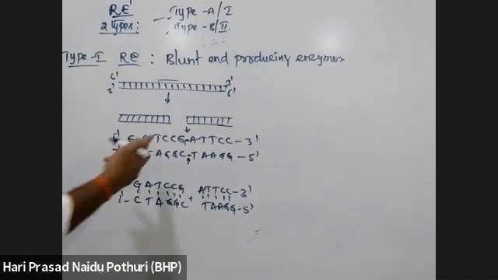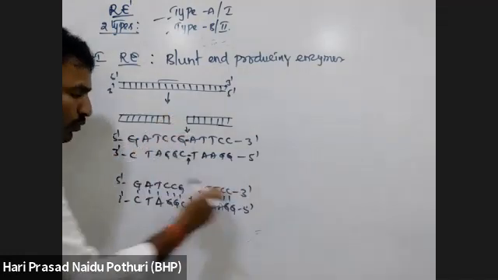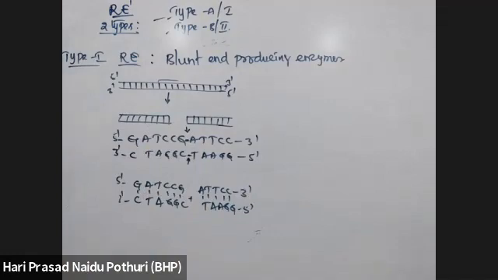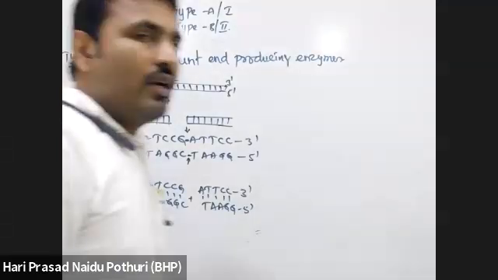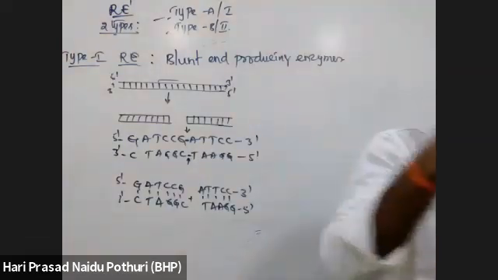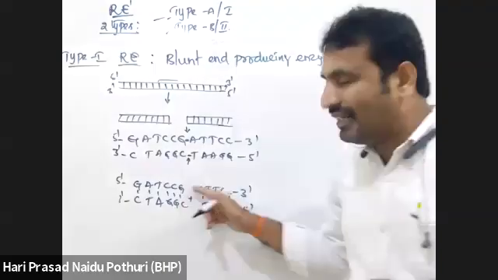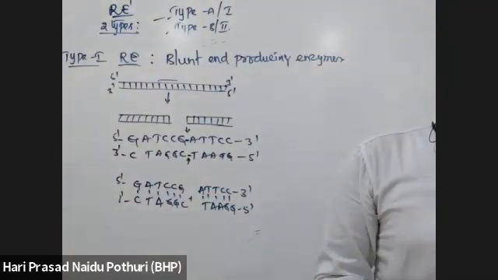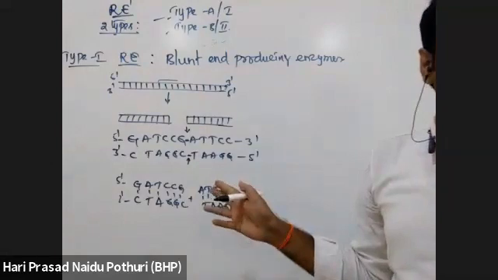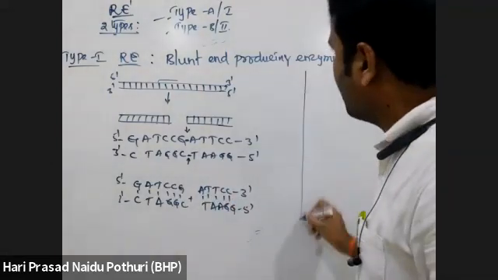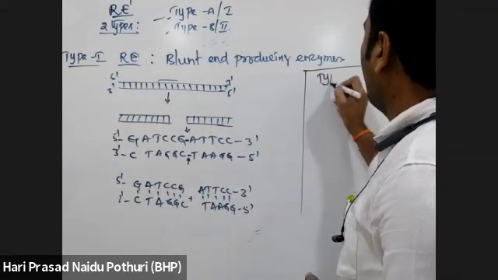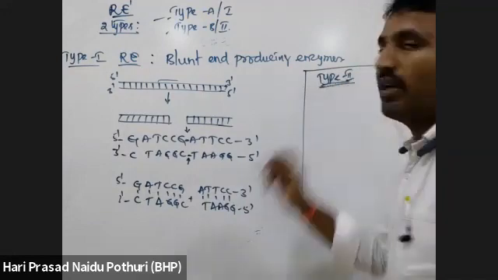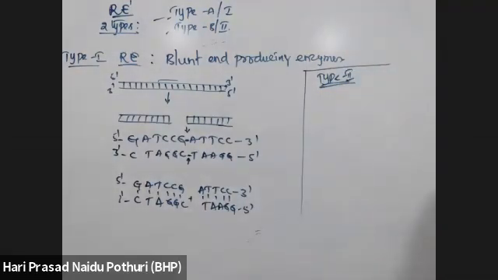Due to this type of breakage of phosphodiester bonds, the two fragments formed have even ends, blunt ends or straight ends. Usually when we construct rDNA, where two DNA pieces are cut and joined, this type of end is not easy to join. They cannot join easily. So for easy joining, we can use another type of restriction enzymes called type 2 restriction enzymes.